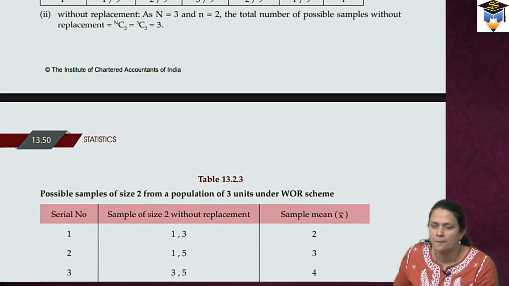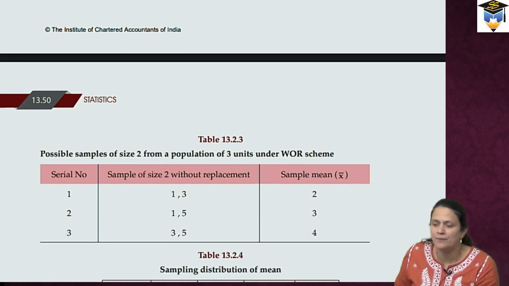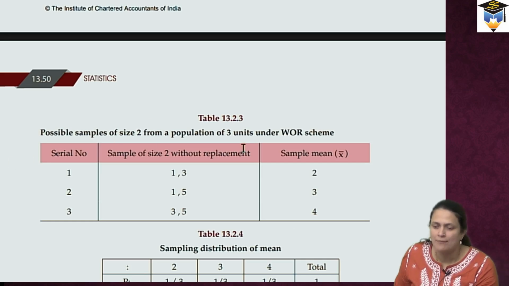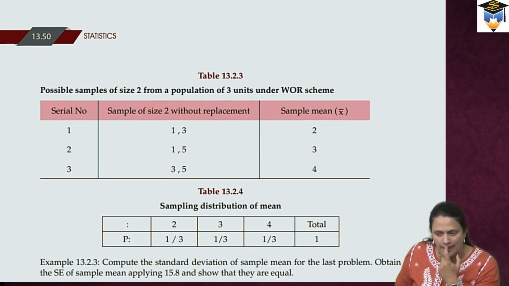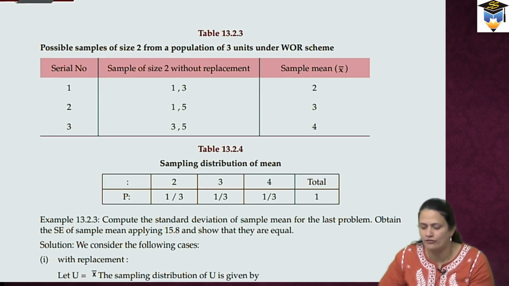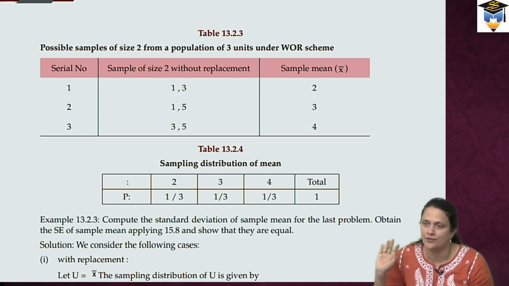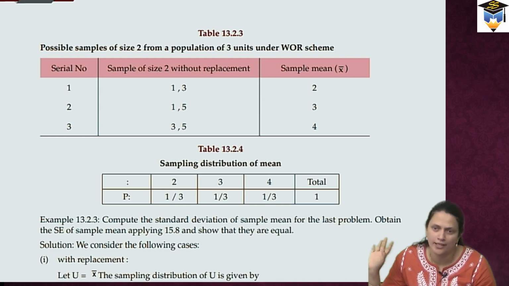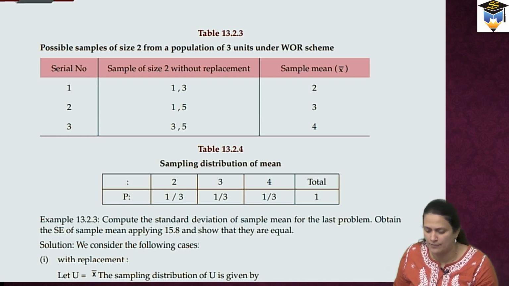So now see here, the answer comes out to be 3. Now what they have done is the without replacement, WOR scheme. The sample is of size 2, you cannot replace it. So 1,3; 1,5; and 3,5. Find the mean of these, which comes out to be 2, 3 and 4. Then draw the sampling distribution table of the mean. I hope you have understood what they have done here. Without replacement means you cannot have the same numbers again and again. That is the meaning of without replacement. Write down this table.